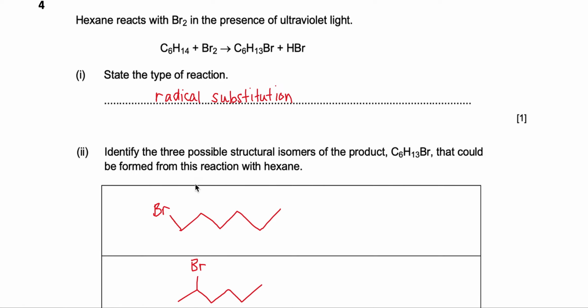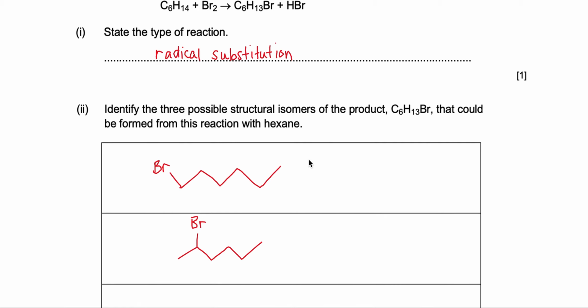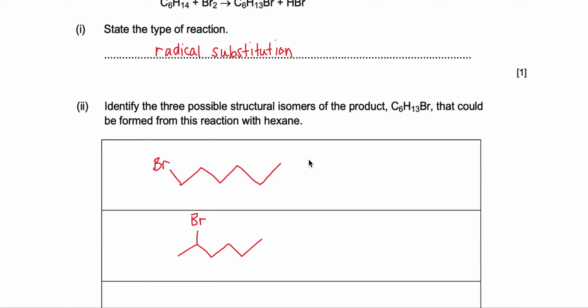It then says to identify the 3 possible structural isomers of the product C6H13Br that could be formed from this reaction with hexane. So essentially what you need to do is start off with a hexane chain. So 1, 2, I'm doing a skeletal, you can do it as displayed. So 1, 2, 3, 4, 5, 6. And then essentially you just need to place that Br in different positions.